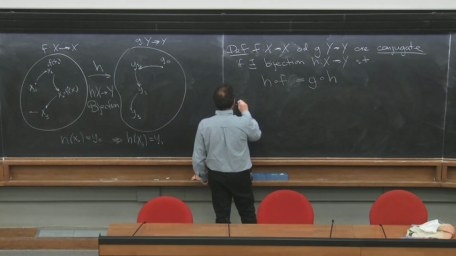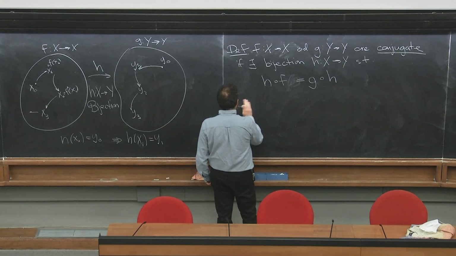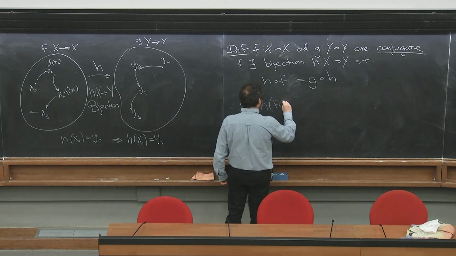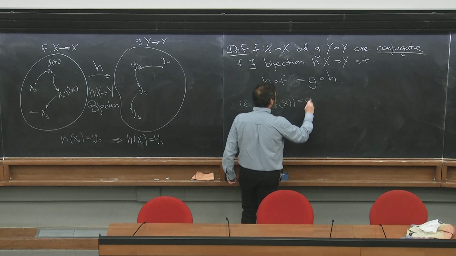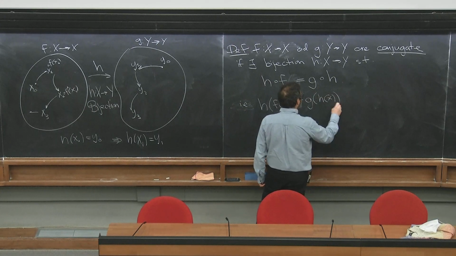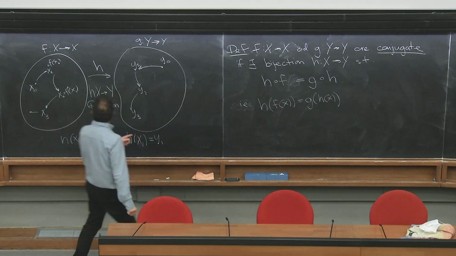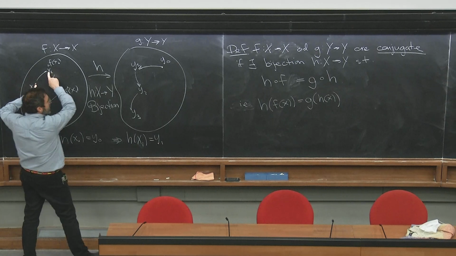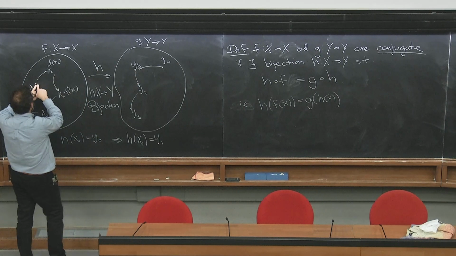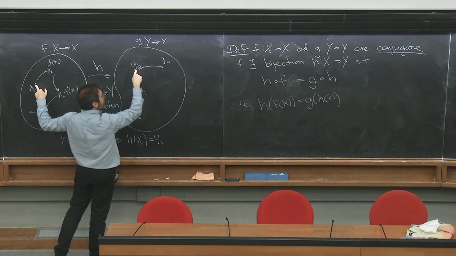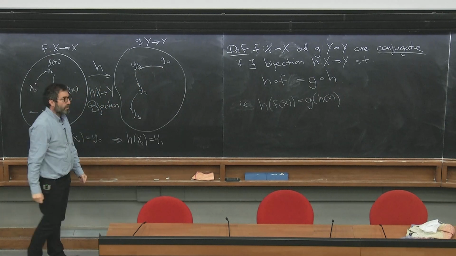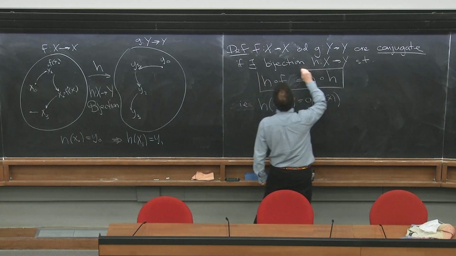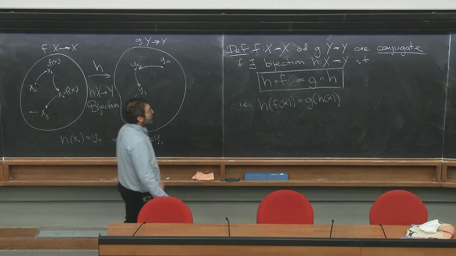Okay, so what this means, just as an example, or this is exactly the same, is that H applied to f of x is equal to G applied to H of x, right? So if you choose any point here and you apply f and then you apply H, that's the same thing as applying H and then applying G. Okay, this is the conjugacy condition.